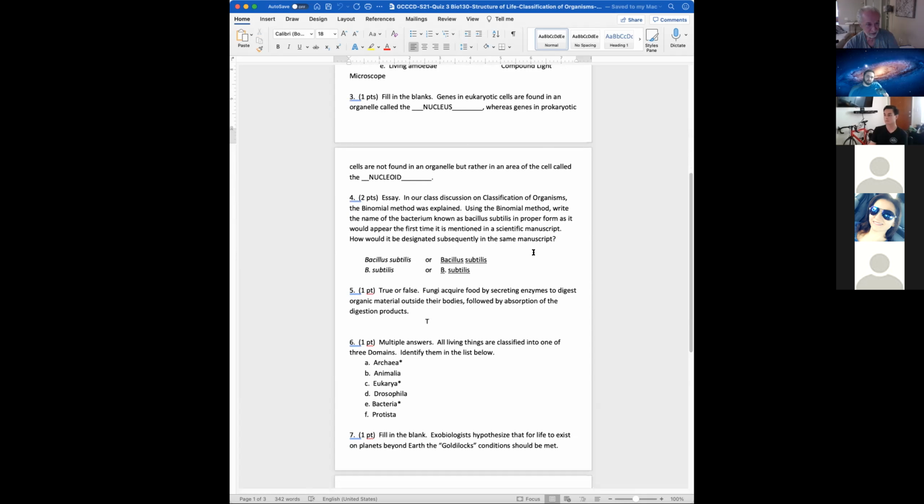And then there was question number 4 on binomials. And how do you write binomials? The first time it's mentioned in a scientific manuscript, it's spelled out. This is a bacterium, Bacillus subtilis, and it can either be italicized or underlined. And if it's underlined, there's a space in the underline between the words.